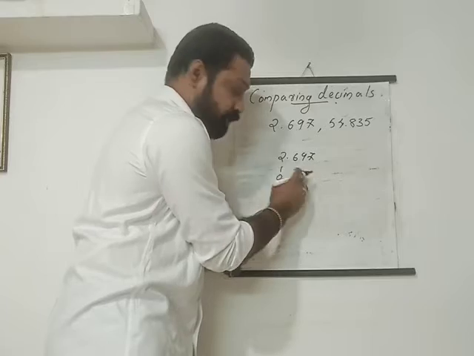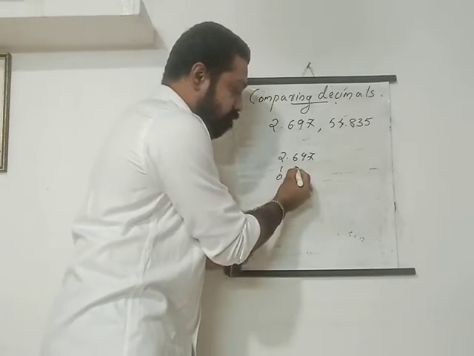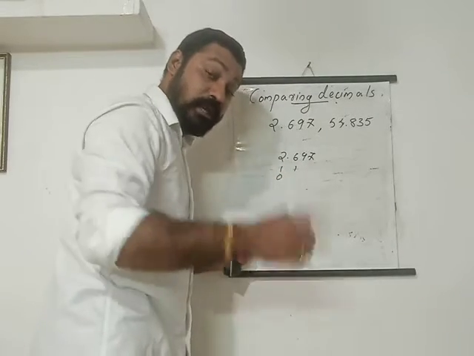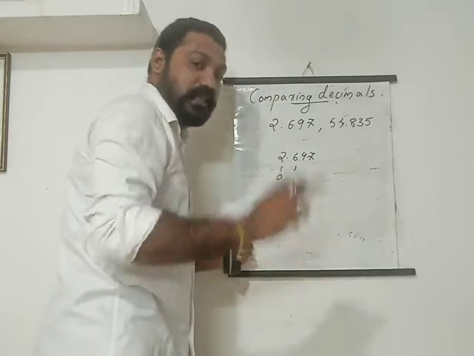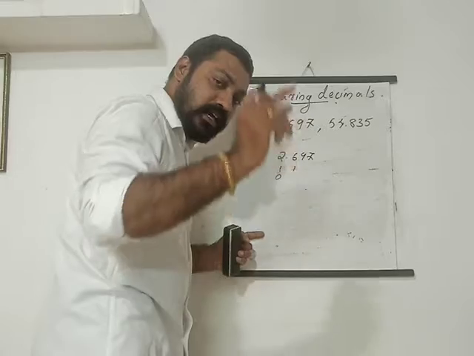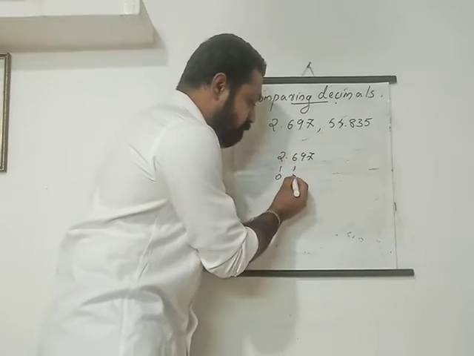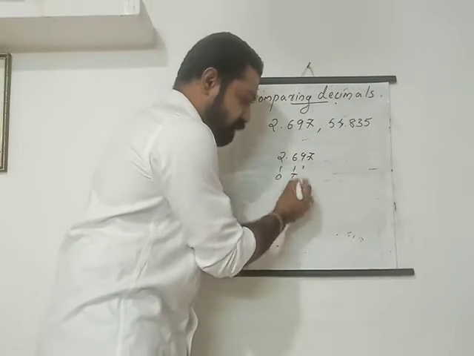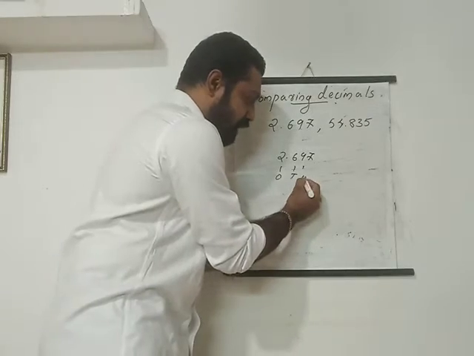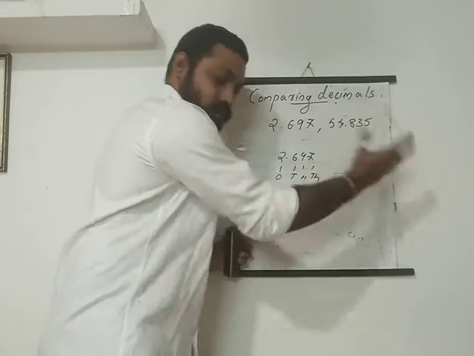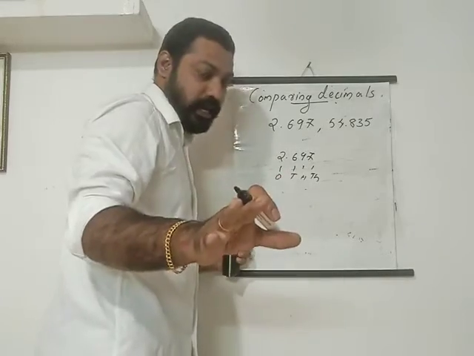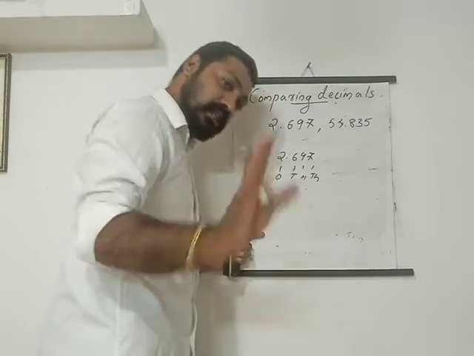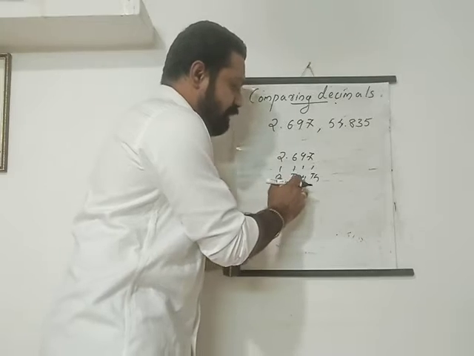And what about after the point? The first place is what? Not ones. There is no ones place after the point. After the point, the first place is tenths, then hundredths, then thousandths, and it goes like that. The only exception is that after the point there is no ones place. All other things are the same. So ones place, tens place, hundreds place, and thousands place.